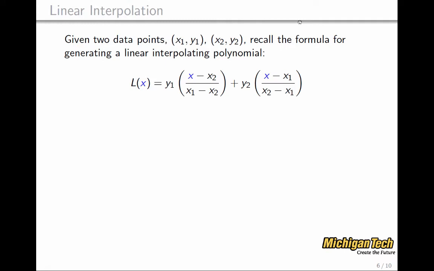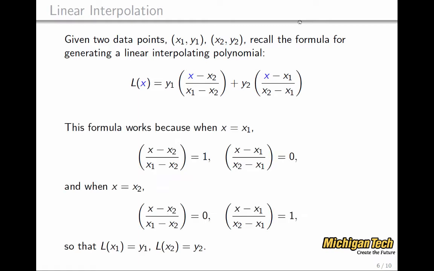So, let's recall what we learned for linear interpolation. Given two data points, x1, y1, x2, y2, we gave the formula for this linear interpolating polynomial. And this formula works specifically because these terms simplify when x is equal to x1 or x2. For example, when x is equal to x1, this term simplifies to 1, and this term simplifies to 0. And when x is equal to x2, this term simplifies to 0, whereas this second term simplifies to 1, so that this interpolating polynomial gives exactly back L of x1 is y1 and L of x2 is y2.